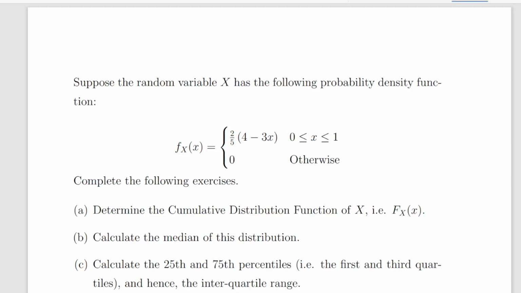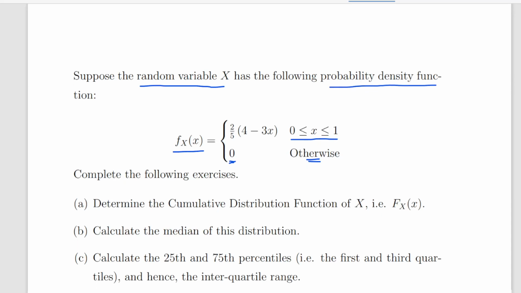Okay, in this presentation we are going to look at continuous random variables. Suppose we have the random variable x, which has the following probability density function, f subscript x of x, that's how we would denote the probability density function. Anyway, that is equal to 2 over 5 times 4 minus 3x, where x is between 0 and 1, and 0 otherwise. Okay, what we're asked to do is complete the following exercises.